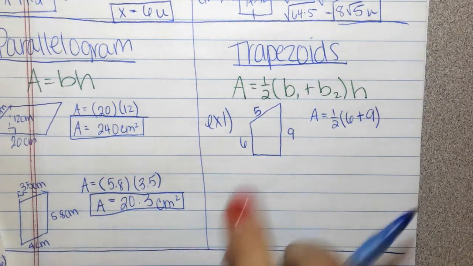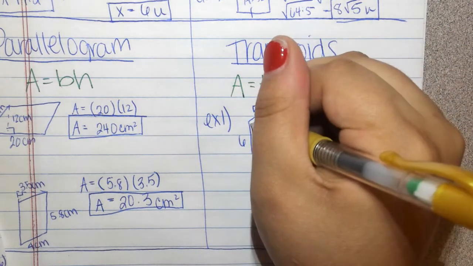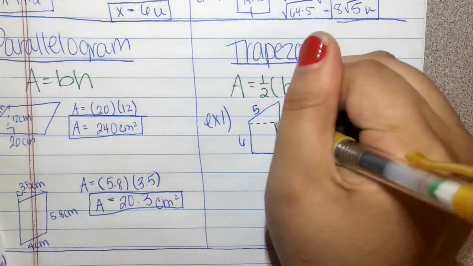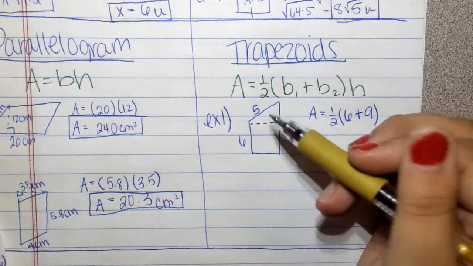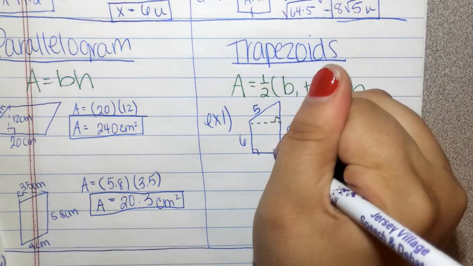Now I got to figure out my height. This is not my height because, again, a height is an altitude. So if I draw my right angle, I know 5. I don't know any angles. Oh, and I will tell you these are right angles.